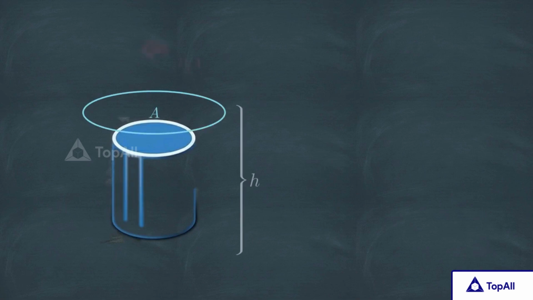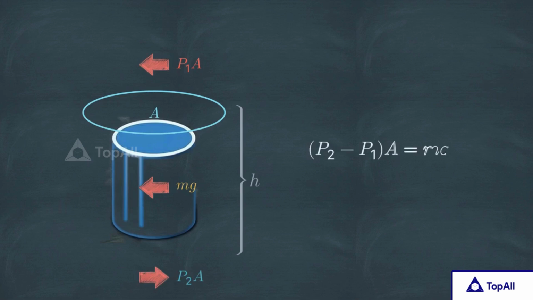We define this element by its height, h, and its cross-sectional area, A. Since the fluid is at rest, the forces must be in perfect equilibrium. The downward pressure from above, plus the physical weight of the water, must be exactly balanced by the upward pressure pushing from the bottom. We can express this balance as an equation.